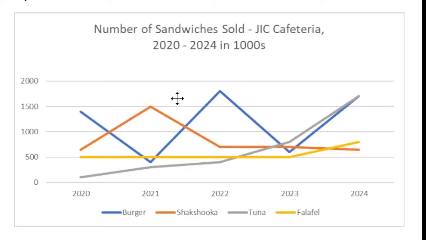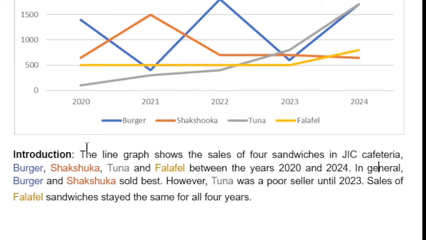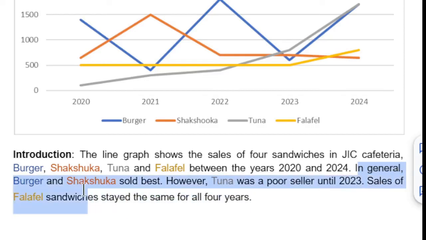So in the introduction, we speak generally about what we see here. And in the first line, we answer the question, what is this graph about? Immediately go directly to the answer. This line graph shows the sales of 4 sandwiches in JSE cafeteria: burger, shakshuka, tuna, and falafel between the years 2020 and 2024. In general, burger and shakshuka sold the best.